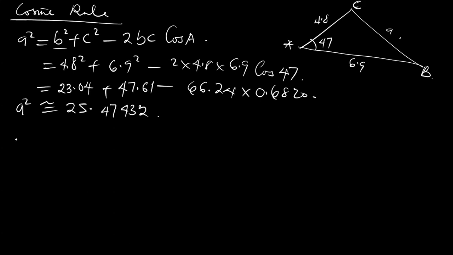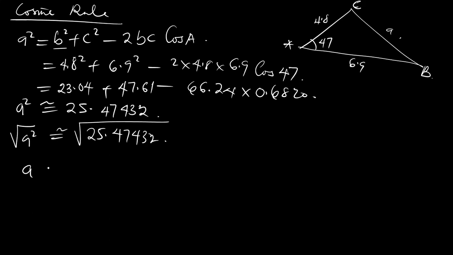Now, taking the square root of both sides, you have the square root of a squared equal to the square root of 25.47432. Now, you have a equal to 5.05 centimeters. So this is the final answer. Thank you for watching. Have a nice day.